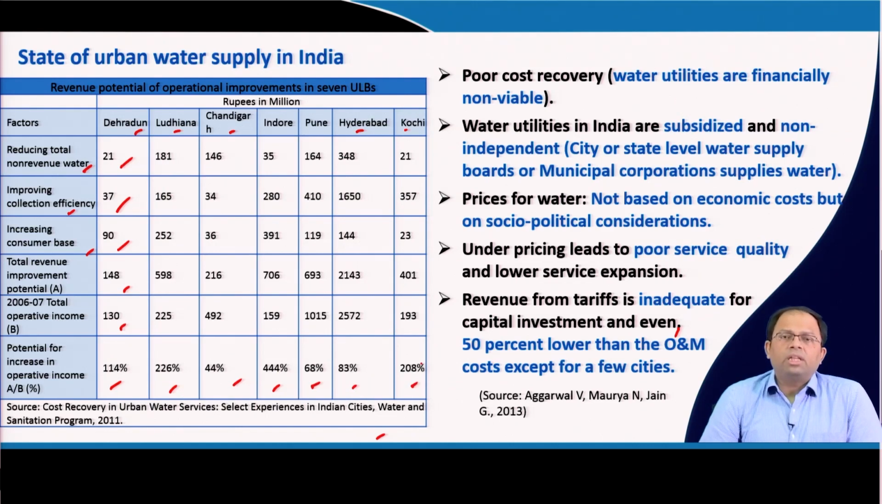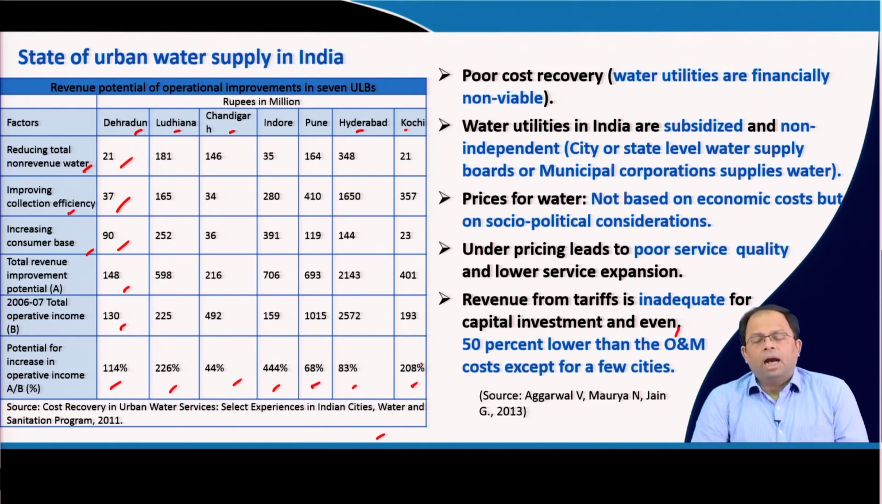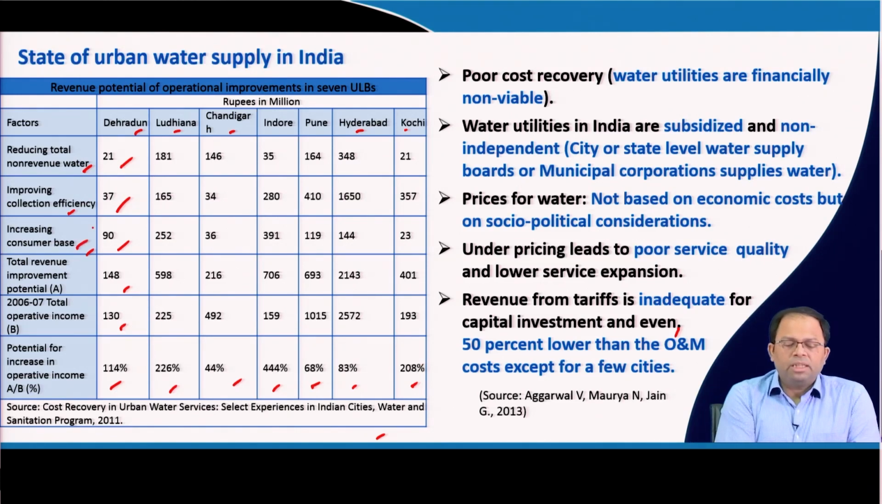So there is potential, there is chance to improve the amount of revenue that is collected in Indian urban areas, and for that you have to increase the consumer base, we have to improve the collection efficiency, and we have to reduce the amount of non-revenue water.